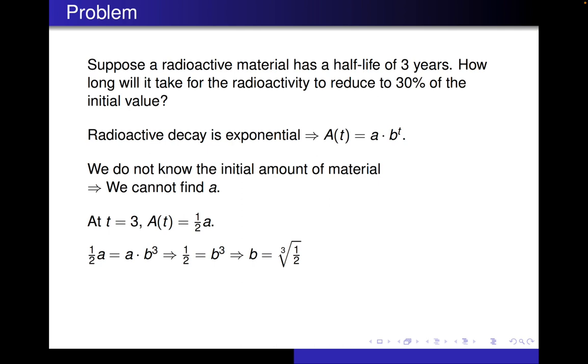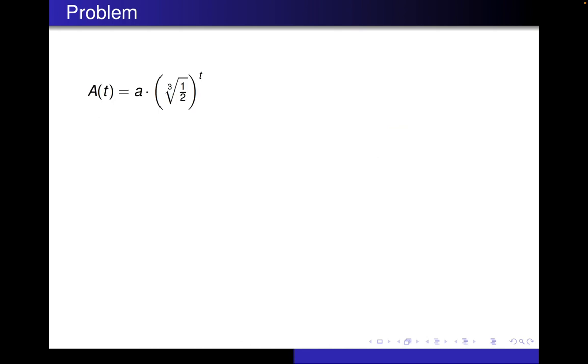So even though we don't know what the value of a is, knowing the half-life enables us to know what the value of b is. So our A of t equals a times cube root of 1/2 to the t power. We still don't know what a is. Hopefully that's not going to hurt us too much. All right, so the next slide, here's our function. A of t equals a times cube root of 1/2 to the t.